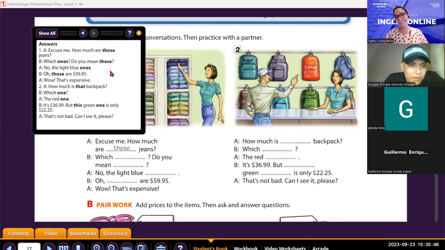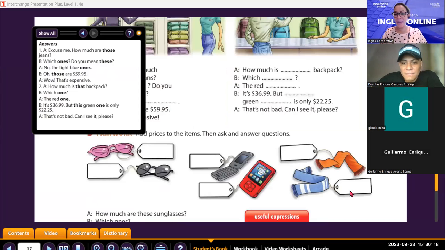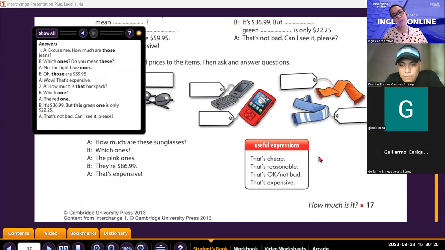How much is that backpack? Which one? The red one. It's $36.99, but this green one is only $22.25. That's not bad. Can I see it, please? Okay, you did it excellent. A veces los números como que cuesta un poquito, pero lo hicieron excelente. So, thank you for your participation. Do we have two more volunteers? ¿Hay más voluntarios? No?